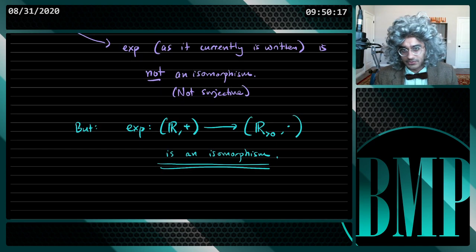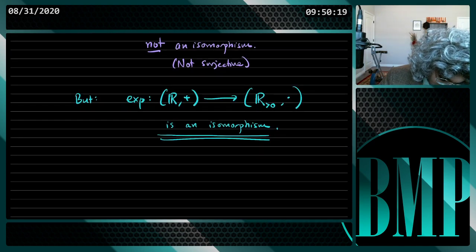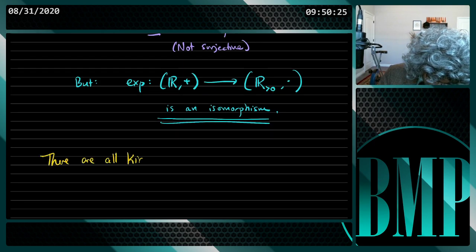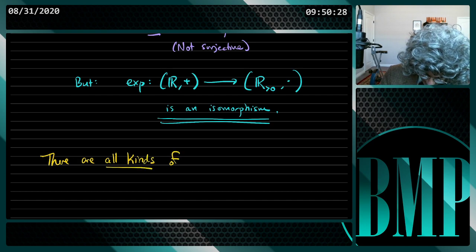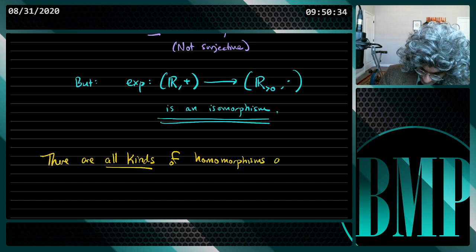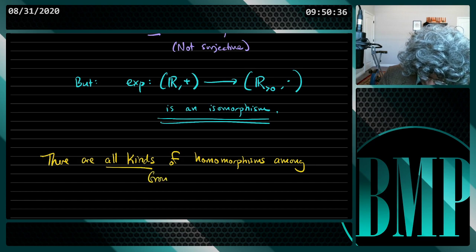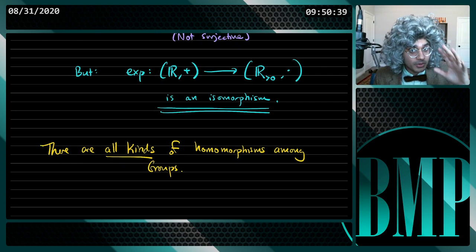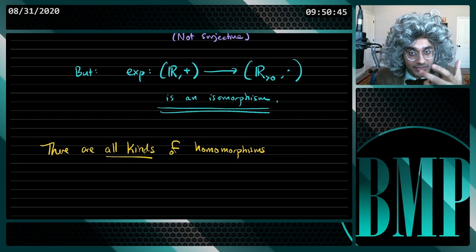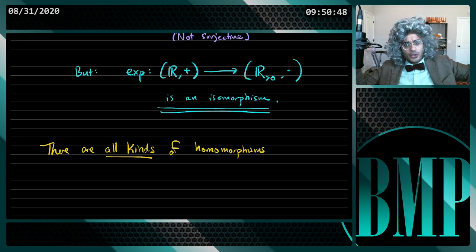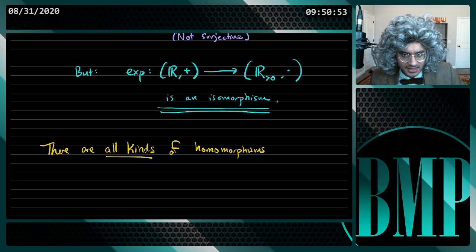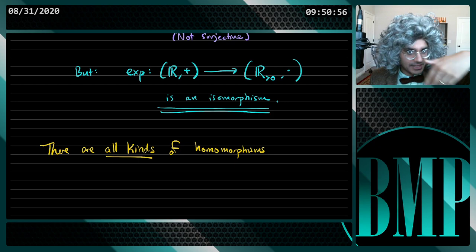Okay, so this is a funny example. There's all kinds of homomorphisms in the world among groups. Not necessarily among two given groups, but if you let yourself choose two groups, you can find lots of examples of homomorphisms out in the wild.